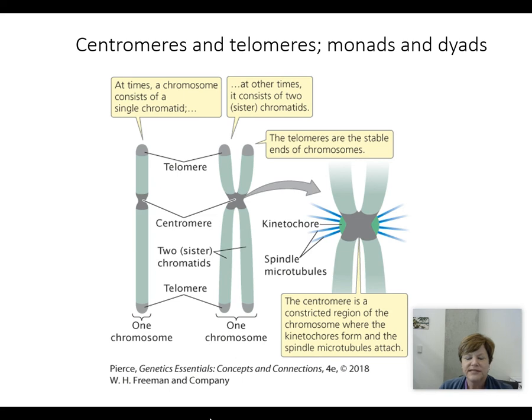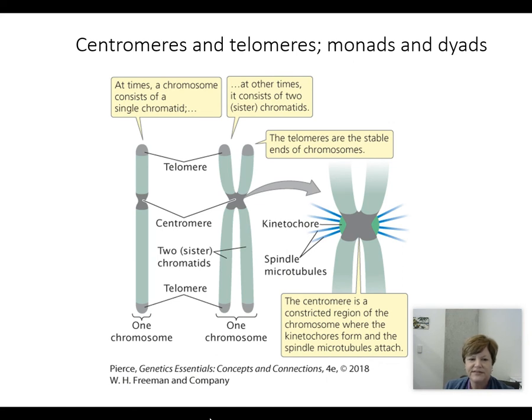Now, chromosomes can exist in 2 forms. What I usually call the monad form, or the unreplicated form, is what you see on the left. And more towards the right, or more towards the center of the screen, you see a replicated chromosome, which is also called a dyad. So monads are just a double helix of DNA. Dyads consist of 2 double helices that are held together at this location called the centromere.